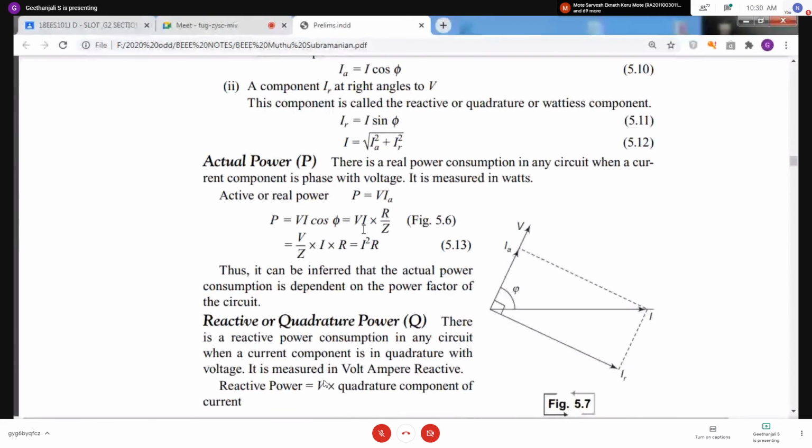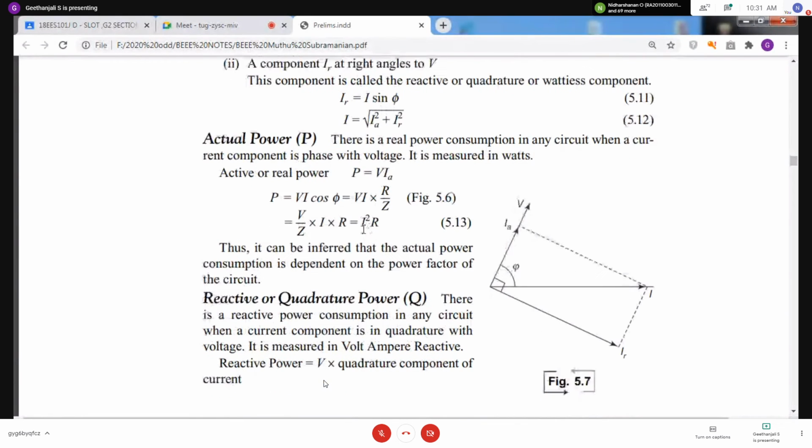So thus it can be inferred that the actual power consumption is dependent on the power factor of the circuit. So the real power depends on the power factor. For the AC RL circuit, the actual power P is nothing but I square R. The unit is watts. This is the first power. So this is the main power, right?